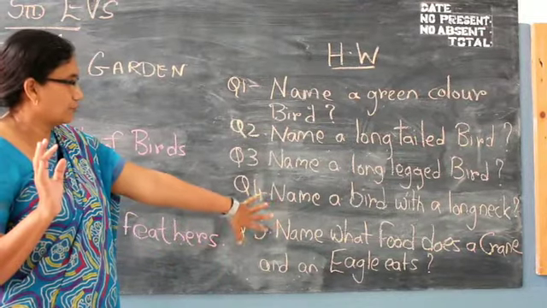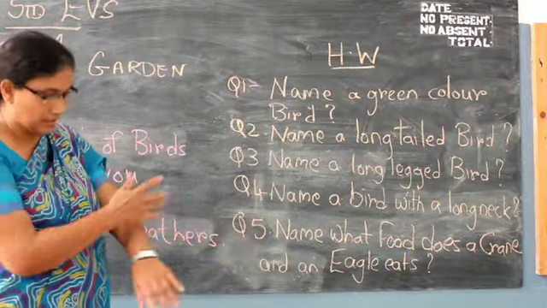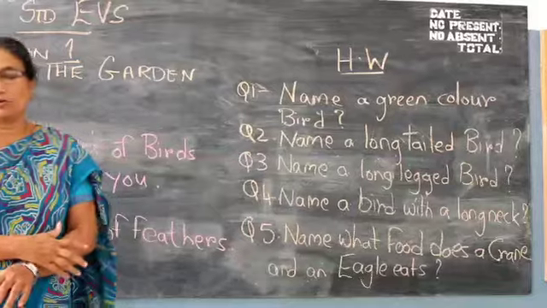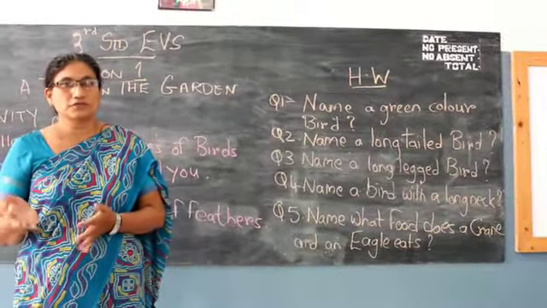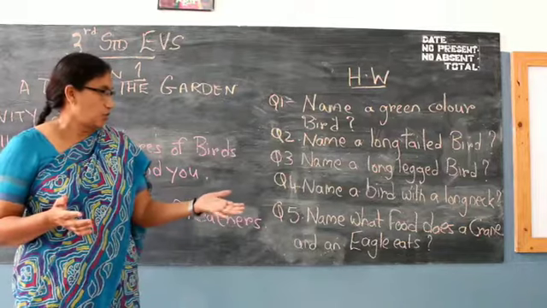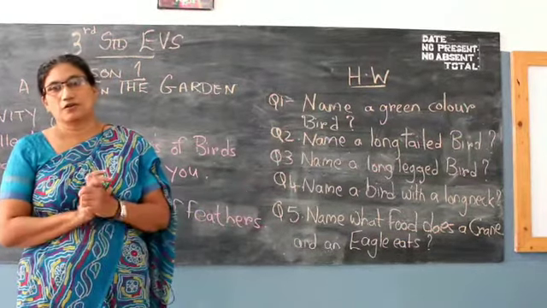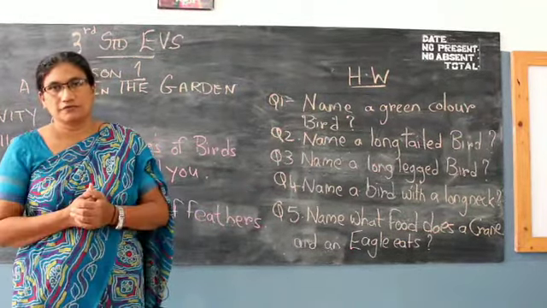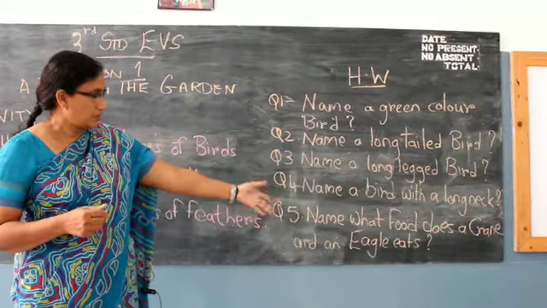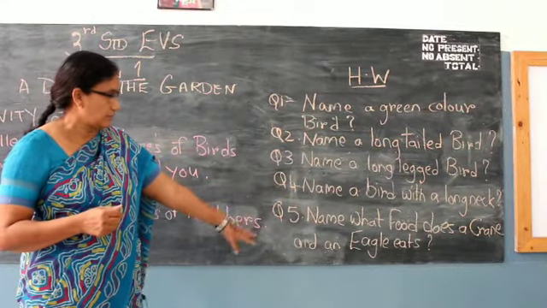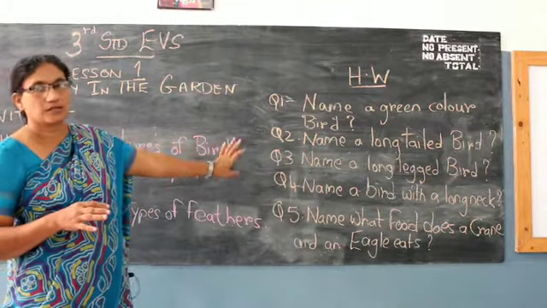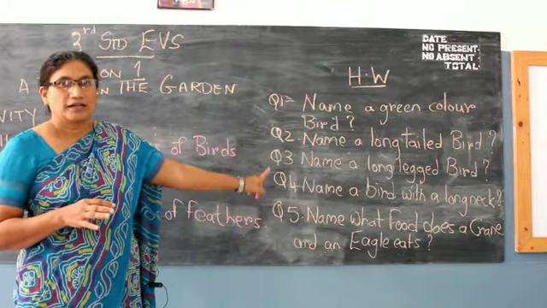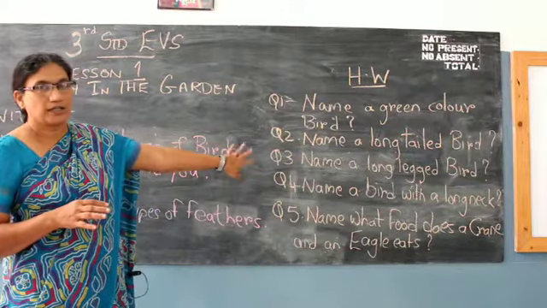And give the food that a crane and an eagle eat. Like I said, birds depend on their surroundings where they stay. If they're living on a tree, they'll depend on the fruits of the tree. If they're living in the water, they'll depend on the water for their food. So you can easily make out what a crane and an eagle will eat. Write that answer and keep this as homework. You can send it to me on WhatsApp and I will check and get back to you.